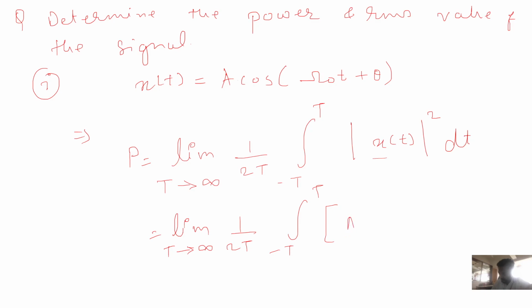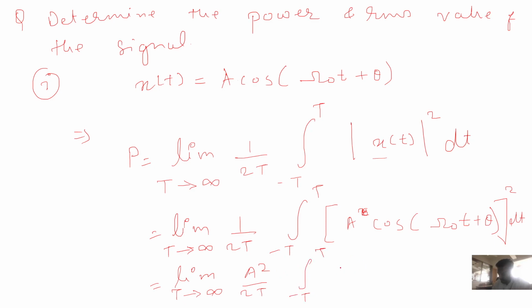So it is the limit as T tends to infinity of 1 upon 2T, integration from minus T to T of (A cos(omega 0 t + theta)) squared dt. A squared I can take outside, as it does not depend upon t, so it is the limit as T tends to infinity of A squared upon 2T, integration from minus T to T of cos squared (omega 0 t + theta) dt.